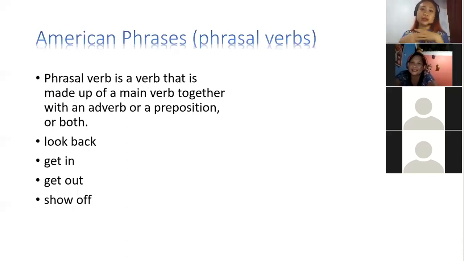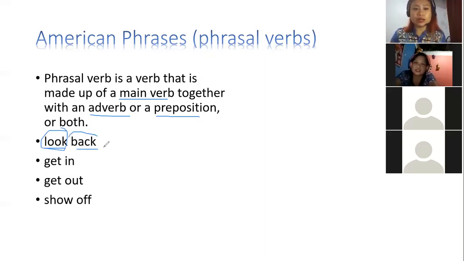Let's go on ahead to the American phrases. For you to be able to sound like an American, of course, you have to use American phrases. So, in America, people love to use phrasal verbs. If you watch my videos, you will know what a phrasal verb is. If you don't know, go ahead and watch my video later. A phrasal verb is a verb that is made up of a main verb and an adverb or a preposition, sometimes both. For example, look back. So we have the verb look and we have the word back.